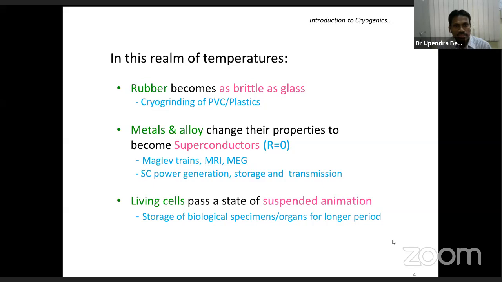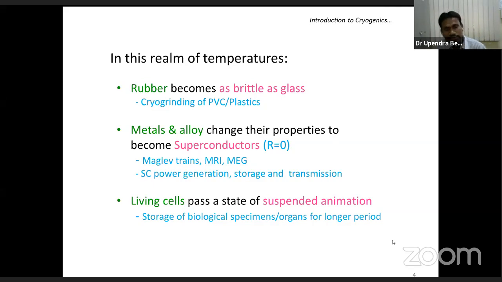Also, by superconductive technology, power can be generated, stored, and transferred or transmitted, and that is very effective. Of course, the technology is somewhat different and costly, so one has to consider both the application as well as the cost involvement.